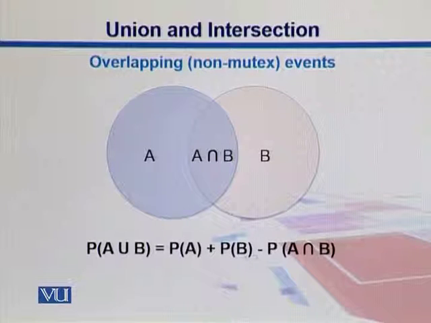In case of overlapping or non-mutually exclusive events, we can see the intersections. Here, if we take the union, we can add their individual probabilities, but we need to take out the part which is common to both. So the probability of A union B is equal to P(A) plus P(B) minus P(A intersection B). Why are we taking this intersection out? Because if we don't, we are overcounting the events which are common to both of them.